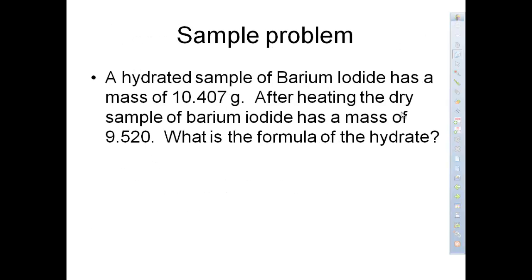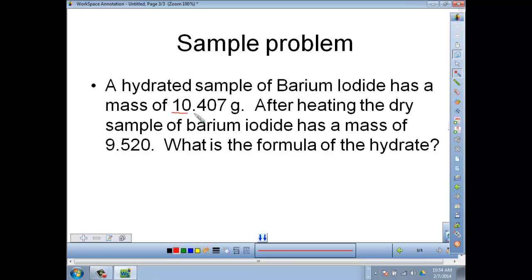Okay, so if I go ahead and look at this sample problem, it says a hydrated sample of barium iodide has a mass of 10.407. Now here's the thing, when you look at that one right there, that 10.407, that is going to be compound and the water together. And again, if you think back to those notes that I told you, we want compound by itself and we want water by itself. Initially, that might look like an irrelevant number, but it's not.